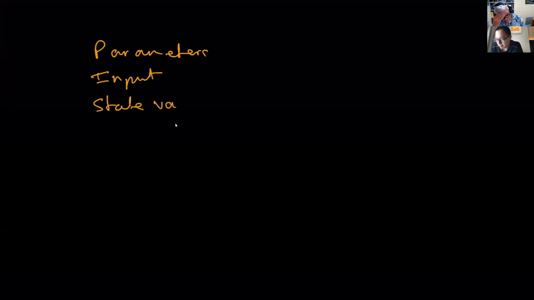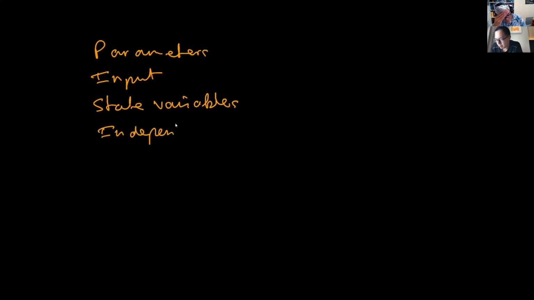So, okay, if we throw out some words here: parameters, inputs, state variables, independent variables. What else? There's one other group, not so important, I suppose, but absolute constants.